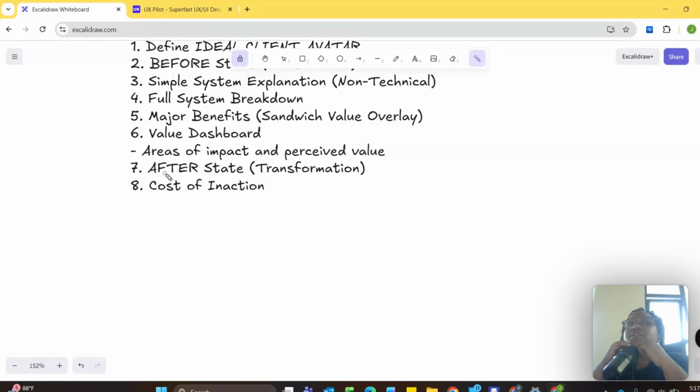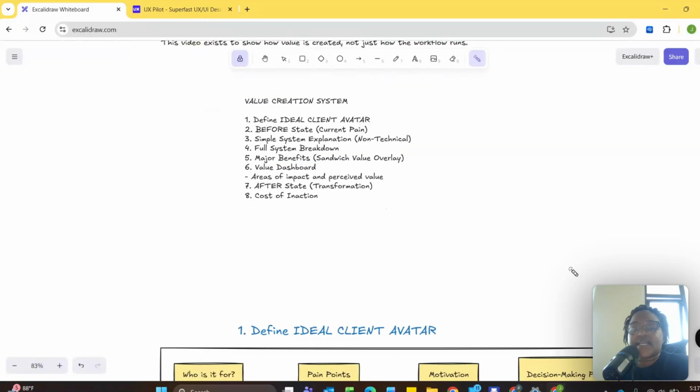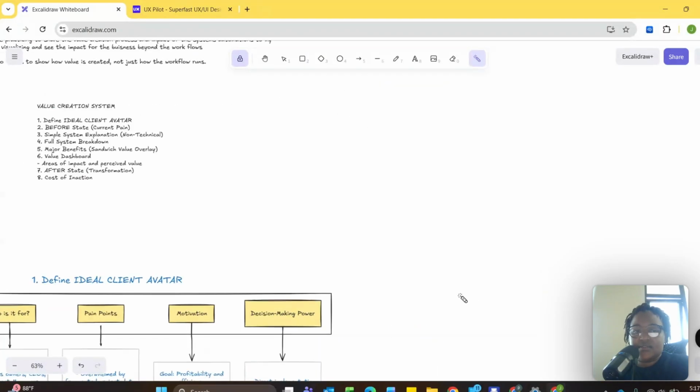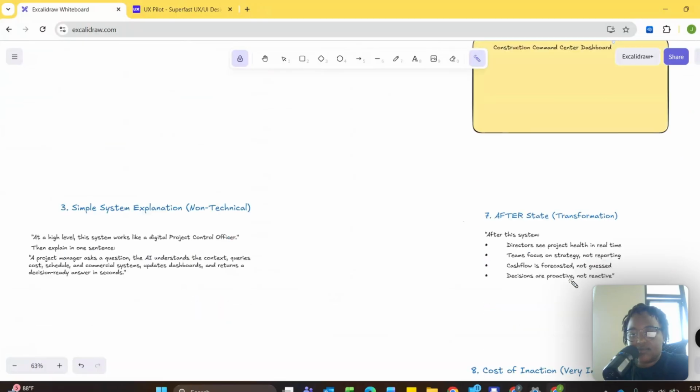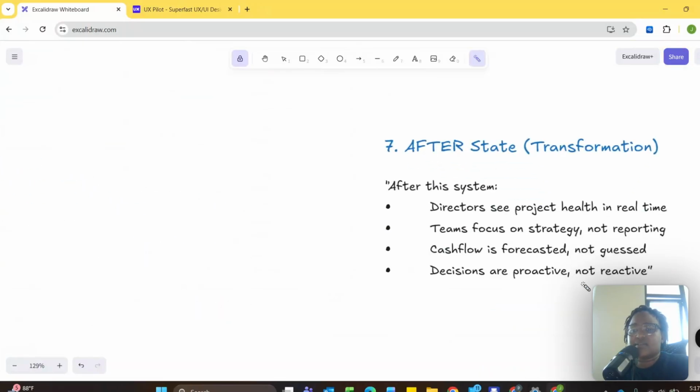So at the end of the day, what is really, overall in a bird's eye view, the transformation that they are going to get? Now this is a very good, important step, which is step number 7. So what's the transformation?